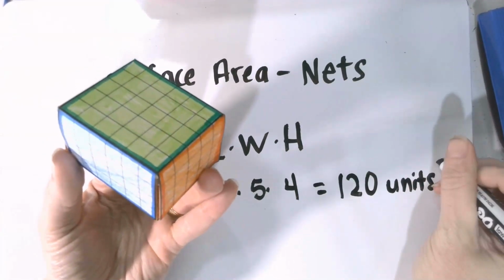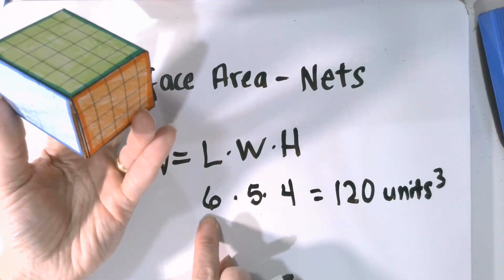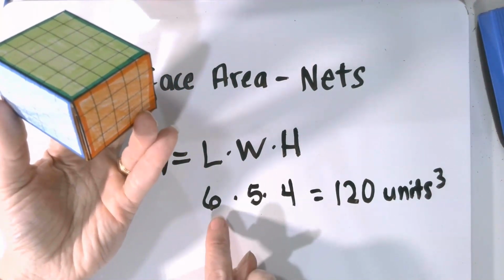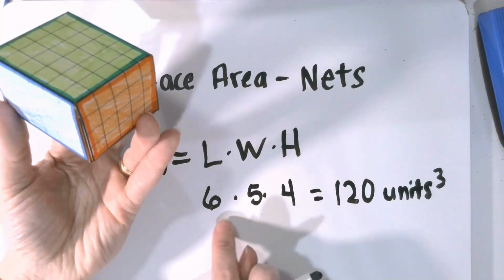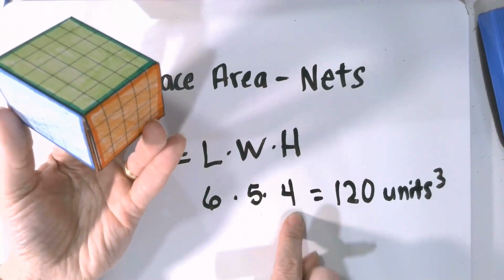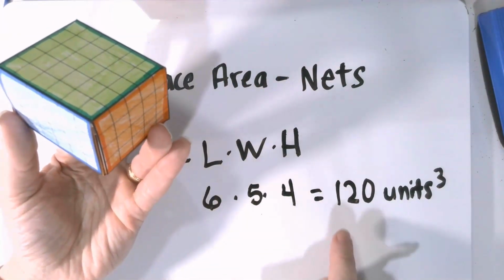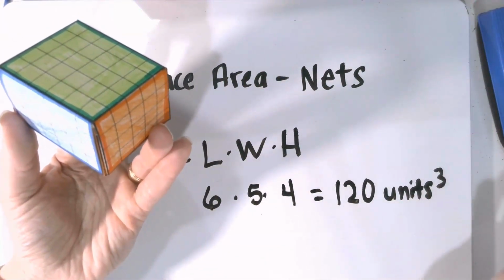Okay, cubed. It's cubed because whatever our units are here, we would be multiplying it times those units 3 times. So if this was inches, it would be inches times inches times inches, and it would be inches cubed. But we're just going to call them units, okay, square units. So it's square units cubed.